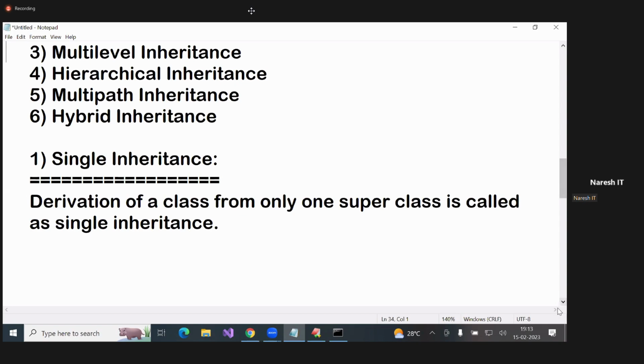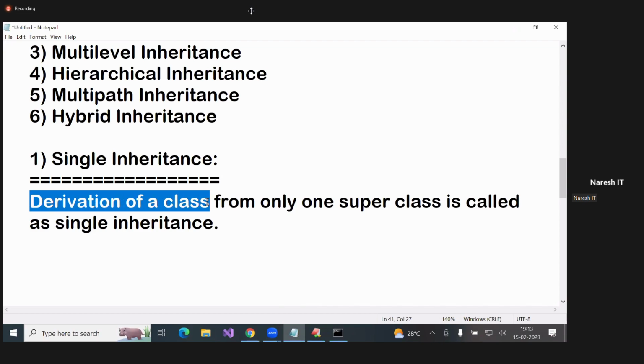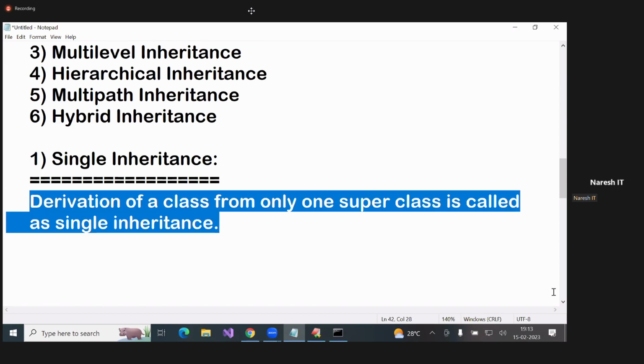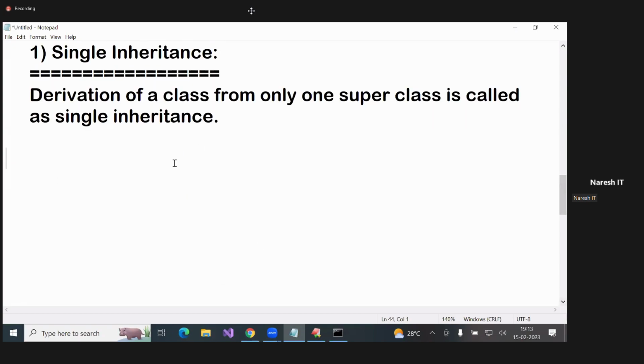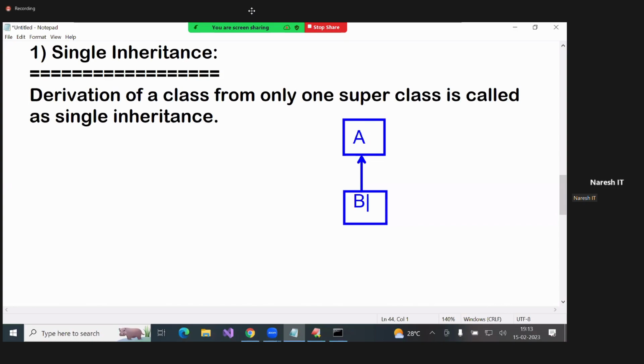So one superclass, one subclass is there. That is called single inheritance. See, if it is like this, one superclass, one subclass. Suppose A is one class, B is another class. A is superclass, B is subclass. Then we can say single inheritance.